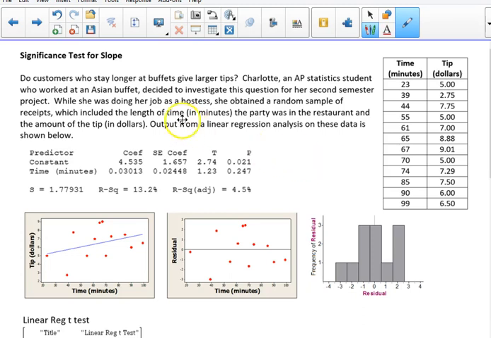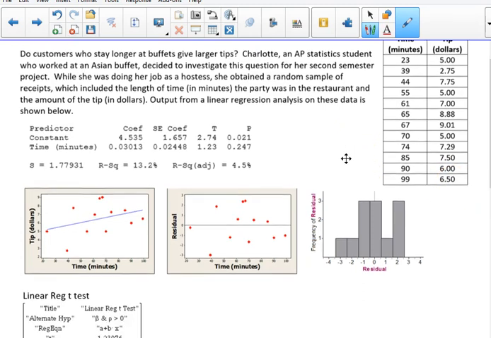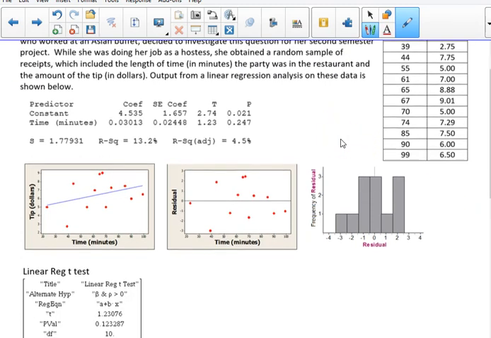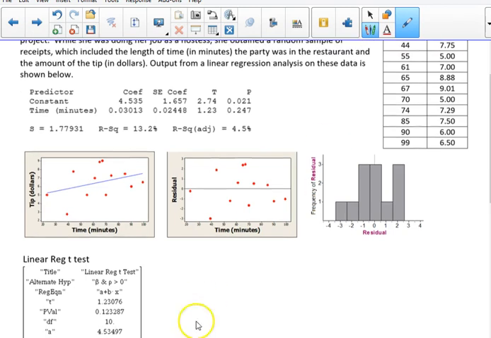A statistics student who worked at an Asian buffet decided to investigate this question. While doing her job as hostess, she obtained a random sample of receipts which gave the length of time in minutes that a party was in the restaurant and the tip amount in dollars. And here's a computer output of the data. So let's talk about what the computer output tells us.